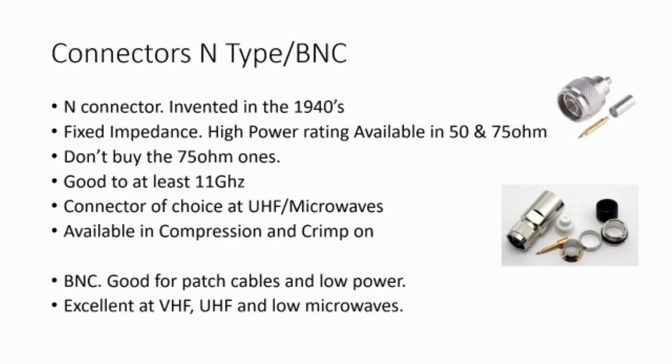N types and BNCs. The N connector was invented in the 1940s. It is a fixed impedance, has a high power rating, and is available in 50 and 75 ohm plugs and sockets. Make sure you don't buy the 75 ohm connectors, because the 75 ohm connector has a different pin diameter. They will physically fit. You can put a 75 into a 50, but you won't do the 50 ohm socket because the pin size is different.